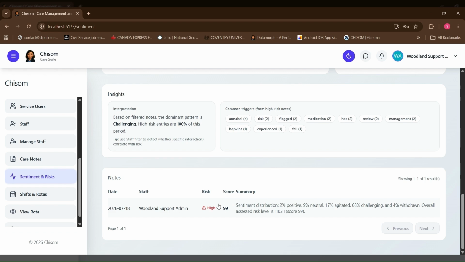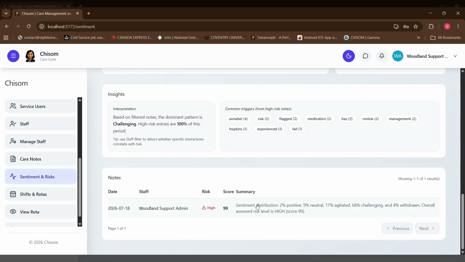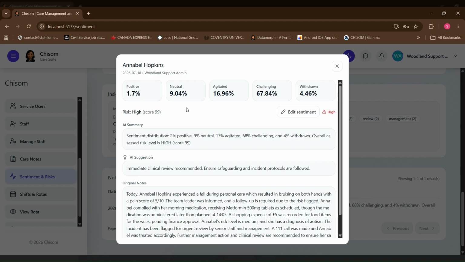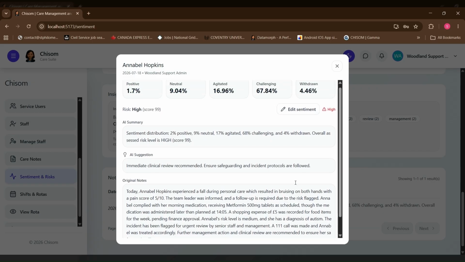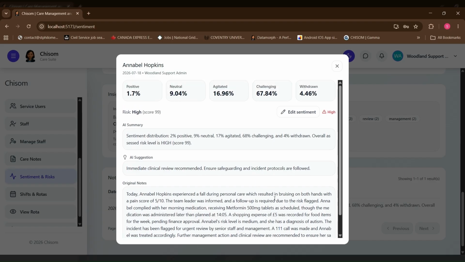So now, how does management correct or alter this? Management can also click on this. If management feels that it's not okay with this, but reading this, the reason why it's challenging is because it found that she broke her two hands, and then it was escalated. 111 was called. So this is something that needs attention, right? If it was something that doesn't need attention, it wouldn't flag it. If I put a happy note, you'll see what I mean.